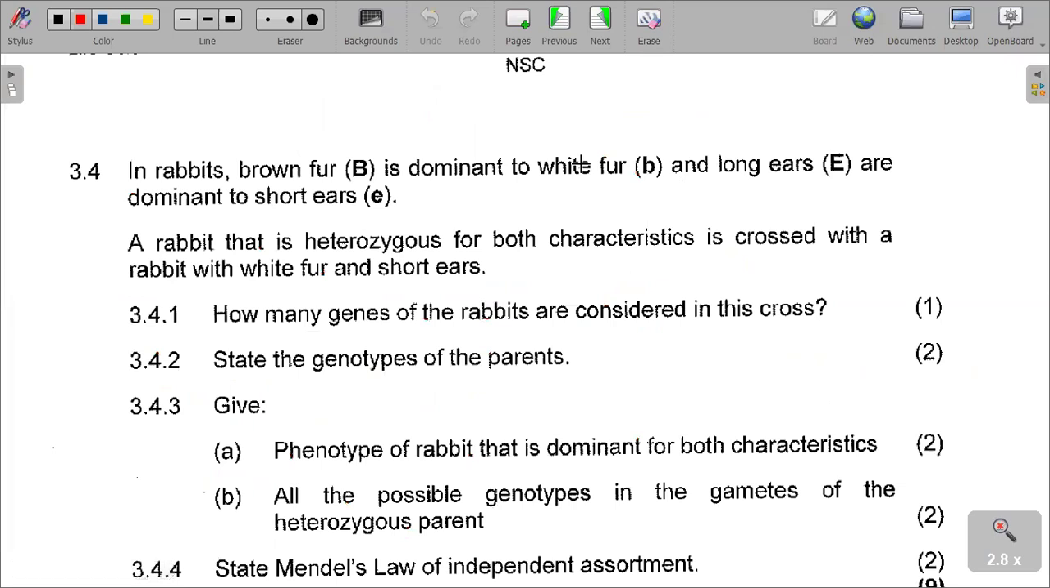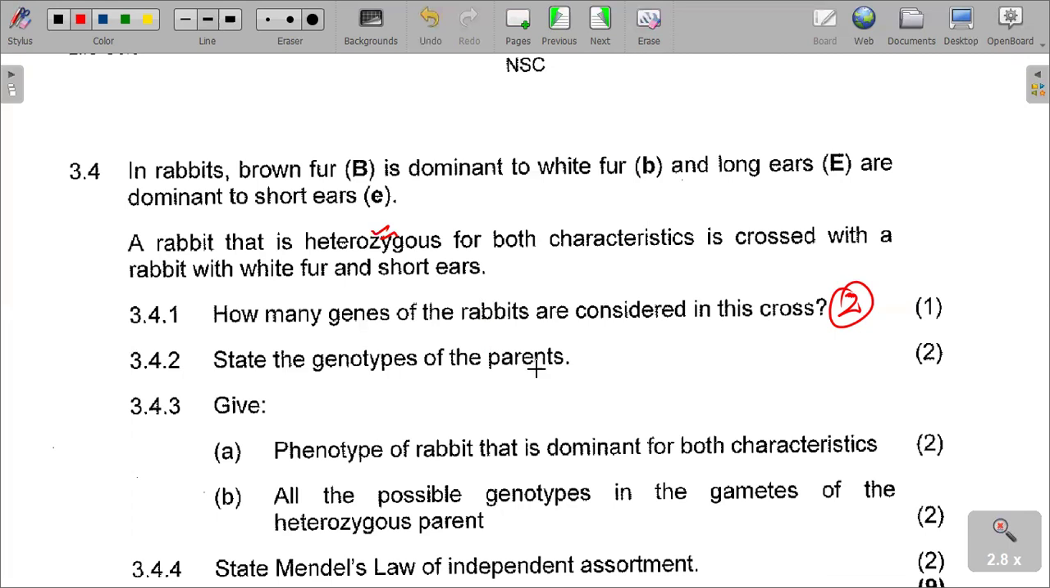Question 3.4. In rabbits, brown fur is dominant to white fur and long ears are dominant to short ears. A rabbit that is heterozygous for both characteristics is crossed with a rabbit that has white fur and short ears. So how many genes for the rabbits are considered in this crossing? There are two, which is called a dihybrid cross.